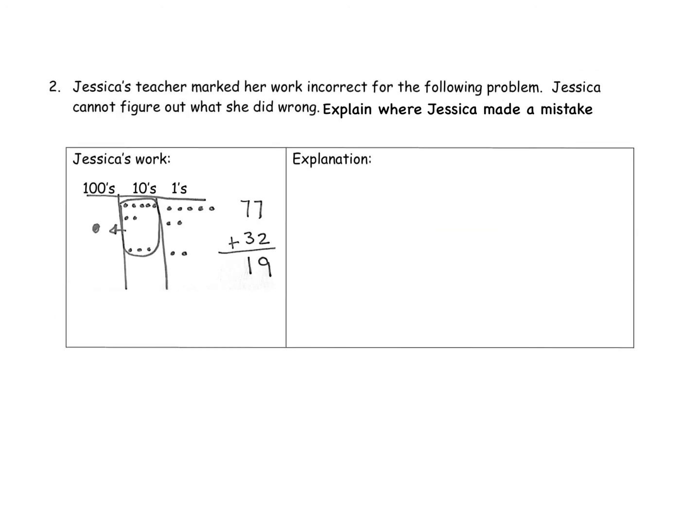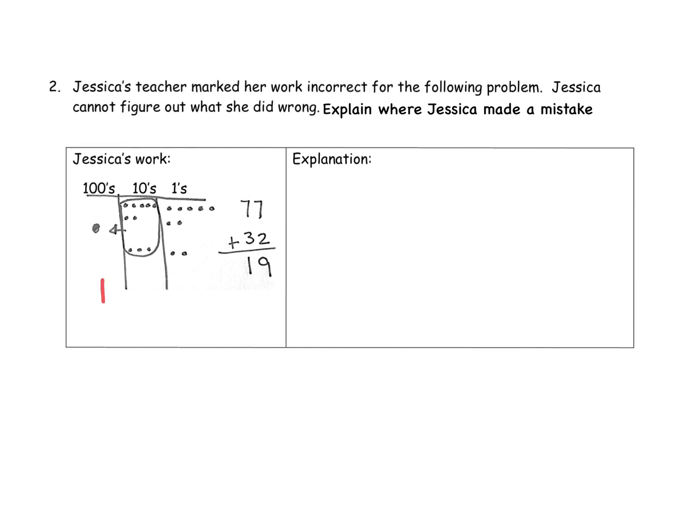This next question says, Jessica's teacher marked her work incorrect for the following problem. Jessica cannot figure out what she did wrong. Explain where Jessica made a mistake. Since there's only 9 ones in the ones place, we didn't have to bundle anything. And when we look at our tens, there's 1, 2, 3, 4, 5, 6, 7, 8, 9, 10, which means you bundle them up and put them in the 100s, which she did correctly. What Jessica forgot to do was put a 0 in her tens place.